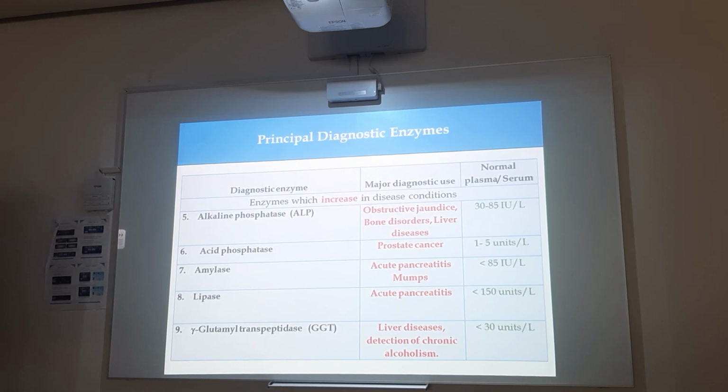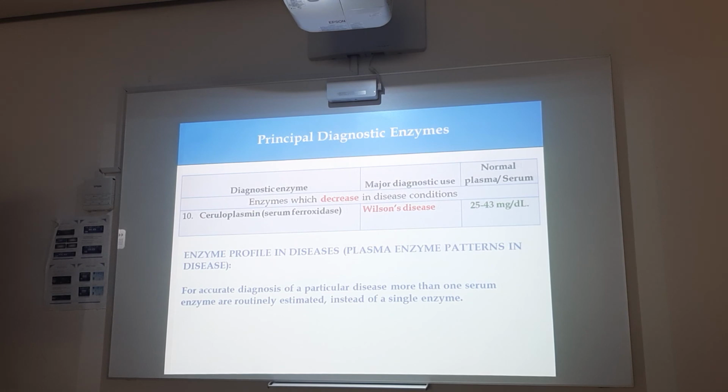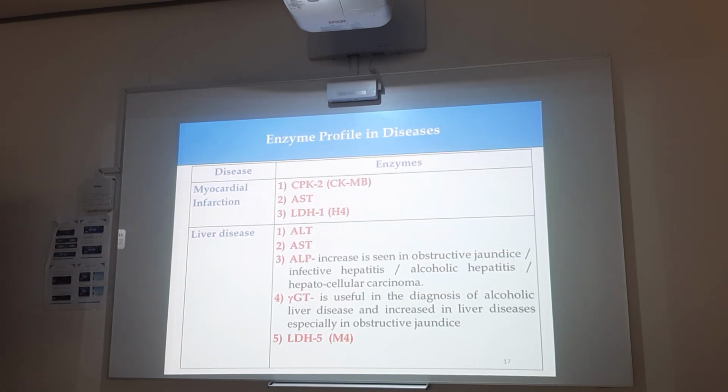Okay? So the last one is enzymes which decrease in disease conditions, for example serum ceruloplasmin, in Wilson's disease. Now, we're going to do it backward, meaning we take an organ and see which enzyme we could use to diagnose any condition in that organ. But profiles not only contain enzymes, they could contain proteins. I'm not going to cover these proteins.